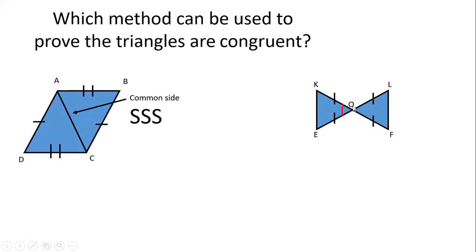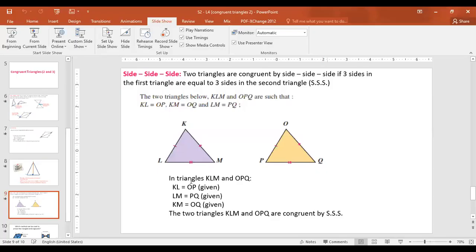We cannot say that this is a common angle. O is a common vertex. It's not a common angle. The angles KOE and LOF are equal since they are vertically opposite angles. So, because we have vertically opposite angles, the red angles are vertically opposite, then they are congruent by SAS. SAS, yes. So this was our lecture for this week.